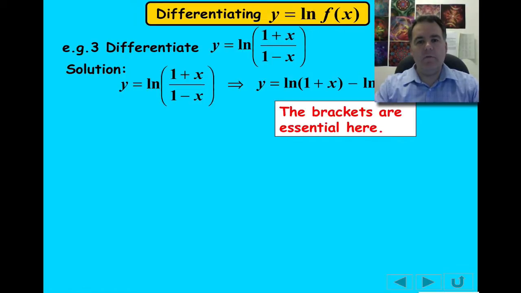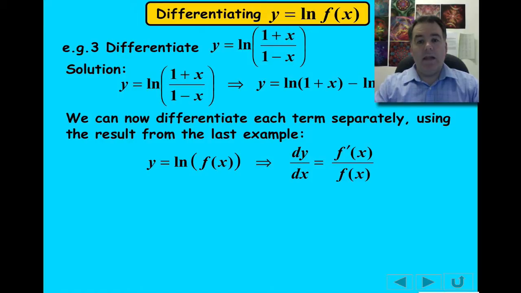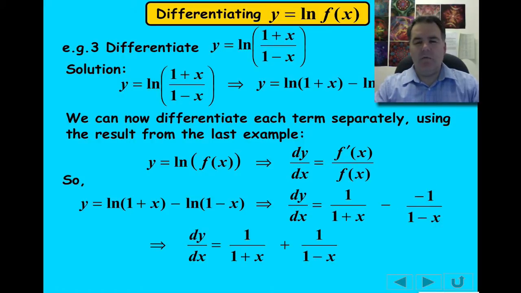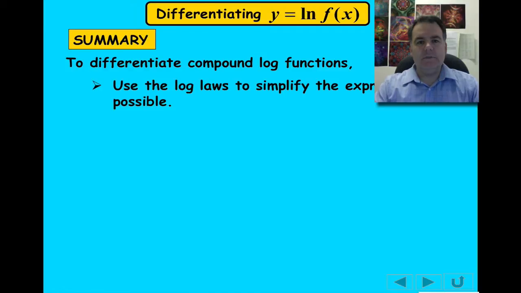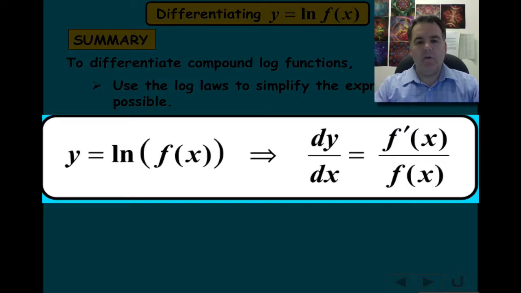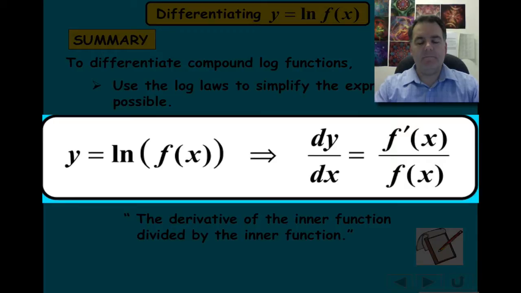Now the derivative of ln 1 plus x is just 1 over 1 plus x. The derivative of ln 1 minus x is 1 over 1 minus x times minus 1. There we go. So there's the derivative there, and that could take a whole lot more effort if we didn't use those log laws at the start. Okay, great. So we've got some basic laws for doing derivatives, and there's the most important one highlighted there.